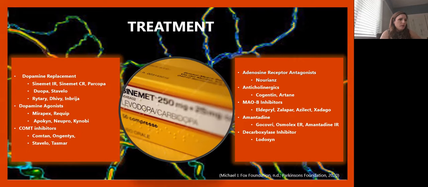It does come in a pill form, but it also comes in a gel form now, which I'll go over in a few slides here. Most common side effects would be nausea or vomiting. And again, it can be used to ease the side effects of other medications.